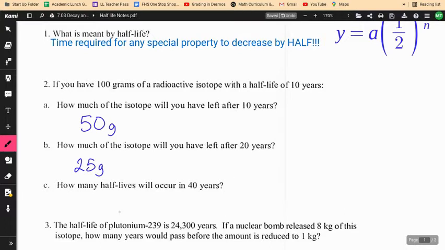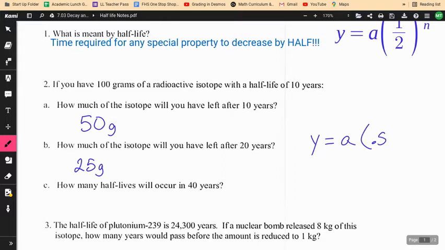But then problem C says how many half-lives will occur in 40 years. We have to figure out how to solve that without having to go through the process of, oh, it got cut in half 1 time, 2 times, 3 times, 4 times. And so this is where that formula comes into play. So again, here's my formula.